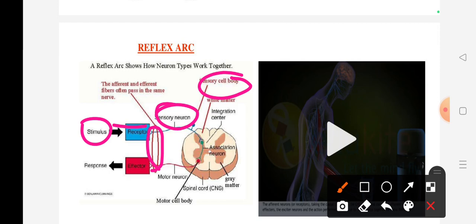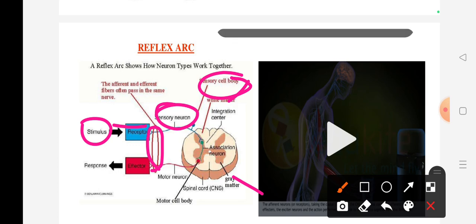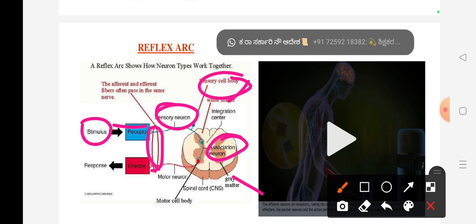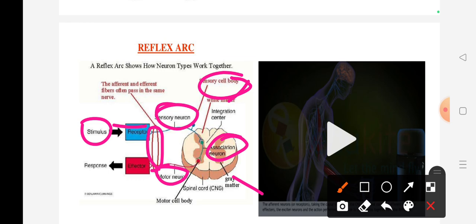Then in our spinal cord, two layers are there. One is white matter, another one is gray matter. Then the sensory cell body connects to the mid part of the spinal cord, to the association neuron. Then association neuron to which one? Motor neuron. Motor neuron to effectors. I already told you, they are muscles or glands, and they show a visible response like this. The chain occurs.